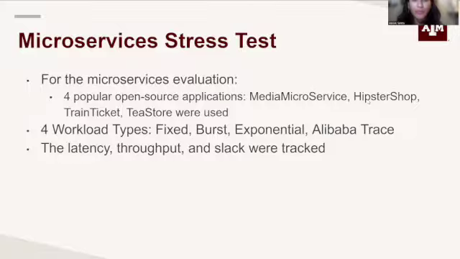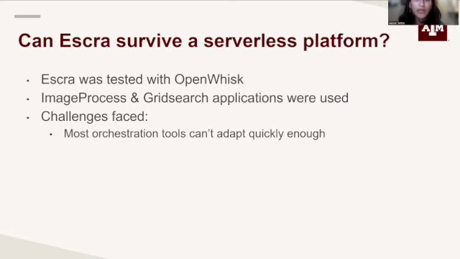These were one of the tests performed. This was run under 4 very different traffic patterns, from constant loads to sudden spikes to exponentially varying request rates. 99.9% latency was tracked to see how fast the app responded and how many requests it could handle, and also how much CPU and memory it wasted. Can Escra survive a serverless platform?